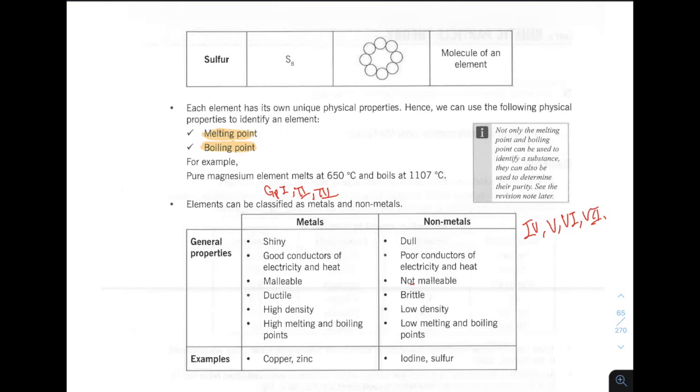On the other hand, if you look at non-metals, they tend to be brittle. Brittle meaning you are able to break them easily. And of course, low density. Depending on the density of water, they will most probably float on water. Okay, and so on and so forth.